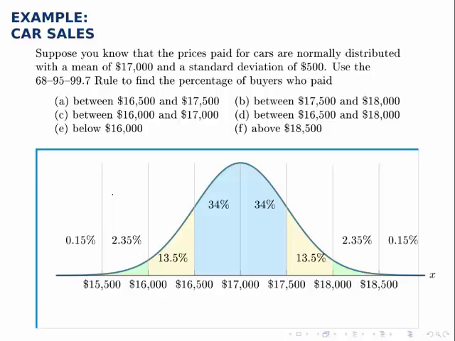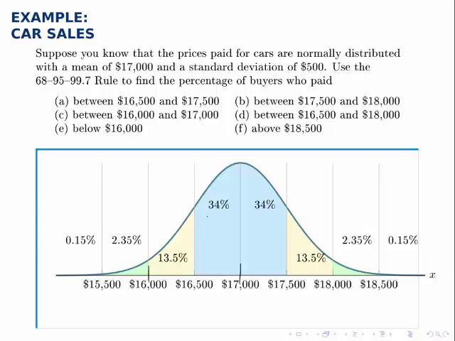So, part A asks what percentage of buyers paid between $16,500 and $17,500. So we find those 2 points on our picture, and between them, we add up the blocks and find that 68% of buyers were in that area. Similarly, for part B, between 17,500 and 18,000, we locate those points, and between them, there's just one region with 13.5%. For part C, we look between 16,000 and 17,000, and there's 2 blocks there.